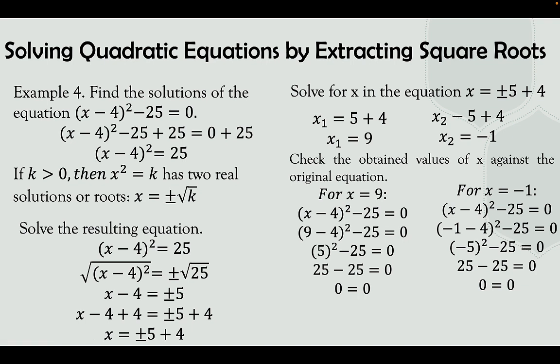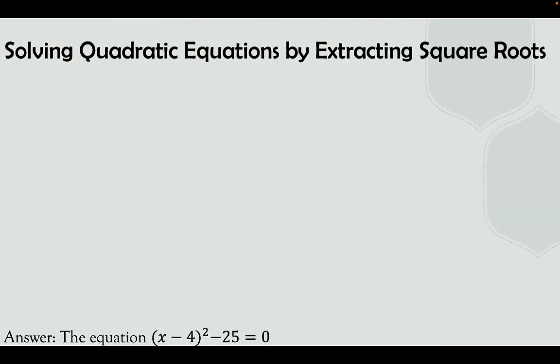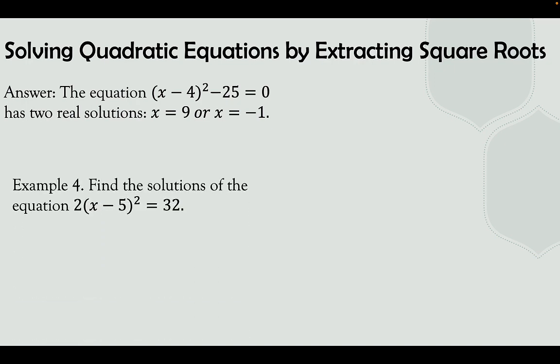Now let's try x equals negative 1. So we have negative 1 minus 4 squared minus 25 equals 0. So we have negative 5 squared, that is 25, minus 25 equals 0. So that is 0 equals 0. Both values of x satisfy the given equation. So the equation x minus 4 squared minus 25 equals 0 is true when x equals 9 and x equals negative 1. So the equation has two real solutions, and that is x equals 9 or x equals negative 1.